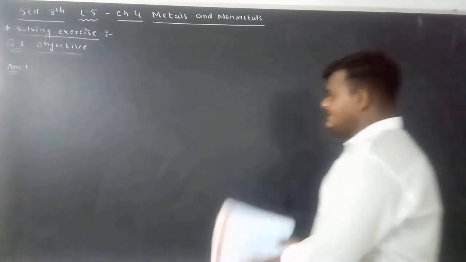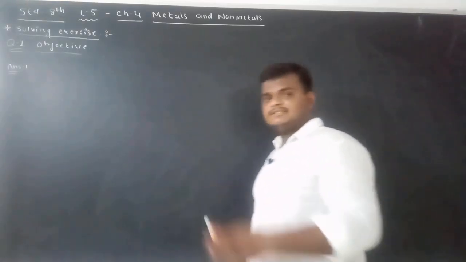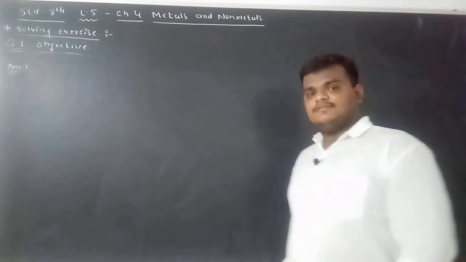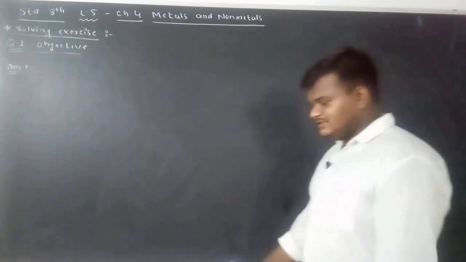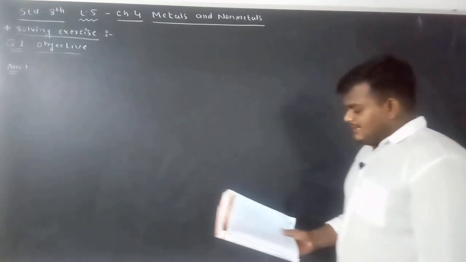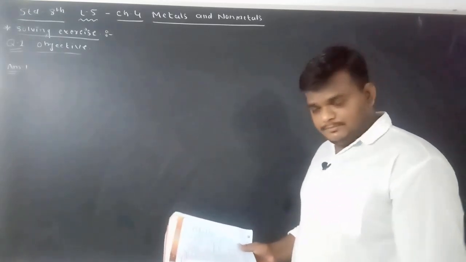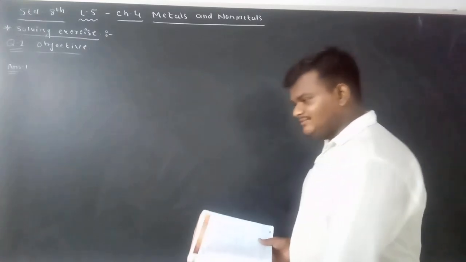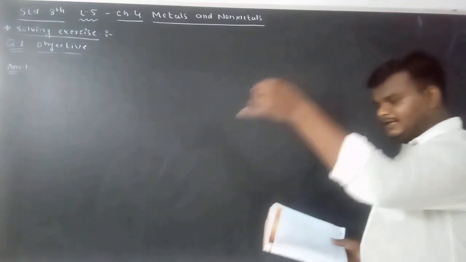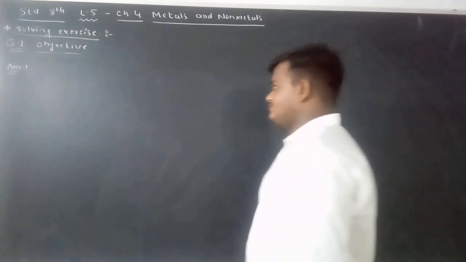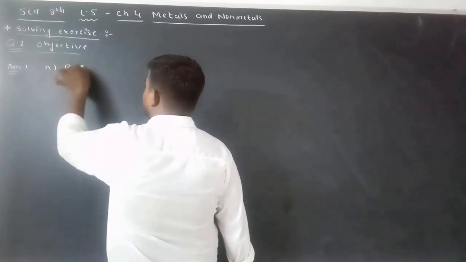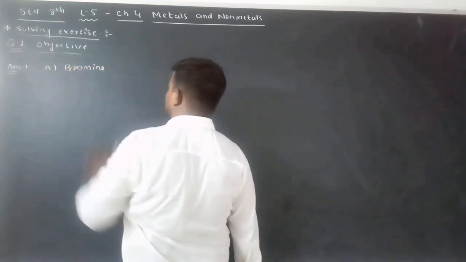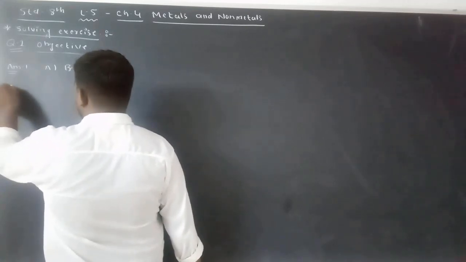First question says a metal that is liquid at room temperature. So there is a correction in the first question. Options are given and they are options of non-metal. So the first question says a non-metal that is liquid at room temperature. Option A, bromine. Option B, sulfur. Option C, chlorine. Option D, bromine. So what is the right answer? Option A, bromine. Bromine is a non-metal which is liquid at room temperature.